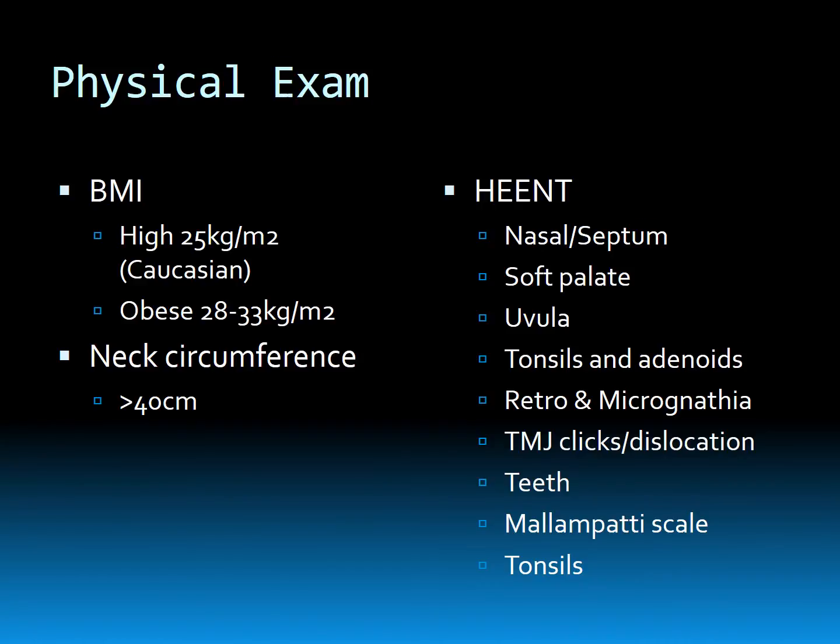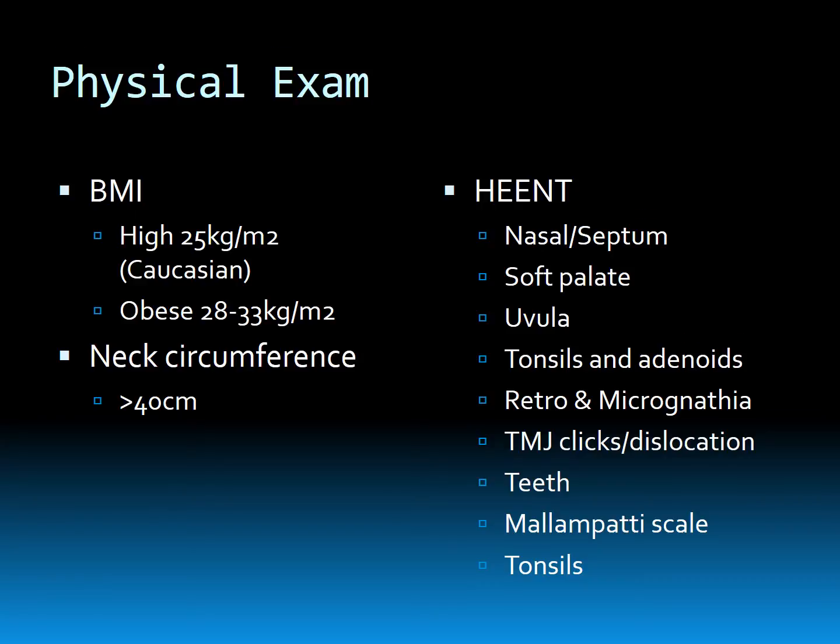Physical exam. When we do a physical exam to start ruling out or to start assessing a patient for possible OSA, these are some of the things they're going to look at. When they look at their BMI, a high BMI is 25 kilograms per meter squared, and that's for a Caucasian. Someone who is obese is going to be 28 to 33 kilograms per meter squared. Neck circumference greater than 40 centimeters has been highly correlated with OSA.